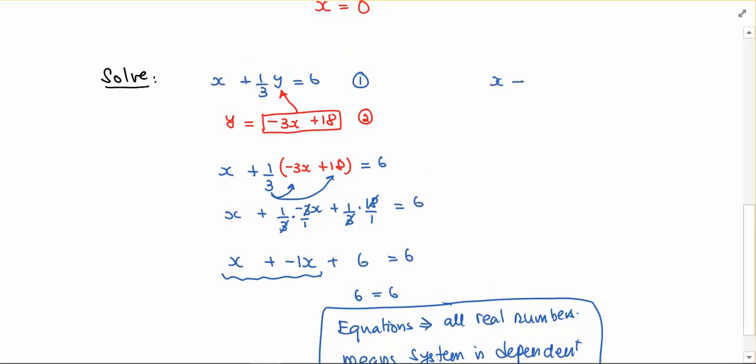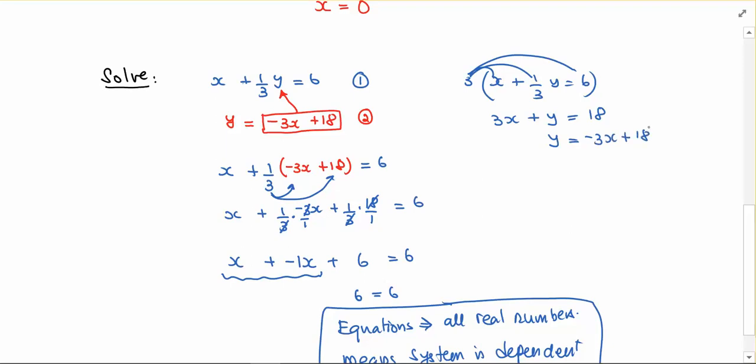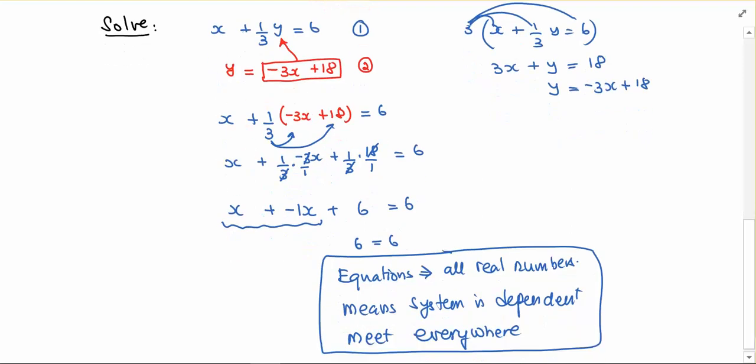The easiest way to see this is if you take this equation here and you were to multiply this by 3 to cancel that fraction out, you'll see you get 3x. There, the 3 and the 1/3 cancel, and you get y. You multiply that, you get 18. Notice that that's the same as this if you take the 3x to the other side. So this first equation was really the second one in disguise. Okay, so they're exactly the same line.